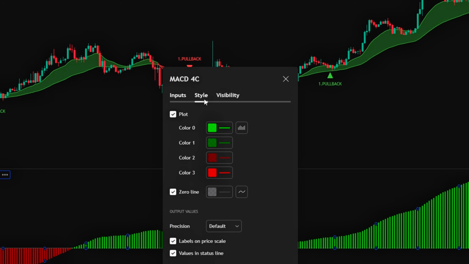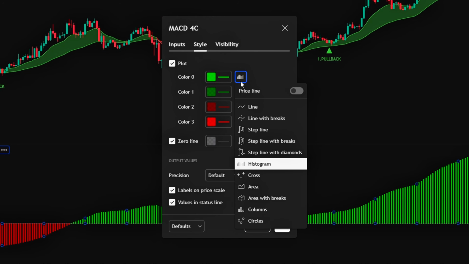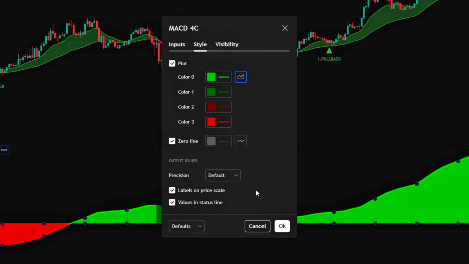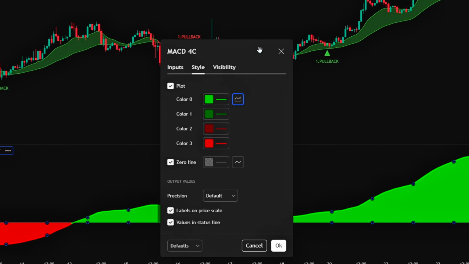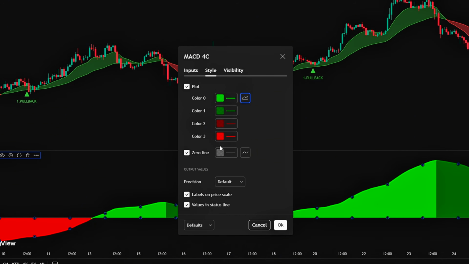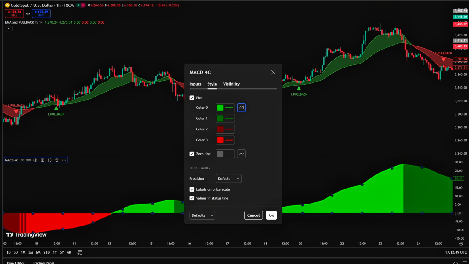Set the plot type to Area. This makes bullish and bearish zones visually clearer. Hide all extra elements, such as lines or labels, and keep only the MACD cloud area visible for a cleaner chart. Interpreting the MACD4C. Here's how to use the MACD4C in your analysis.